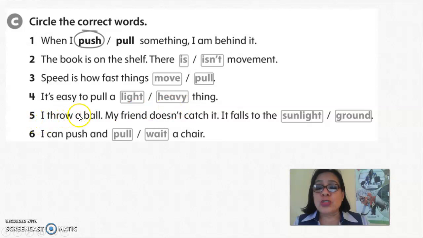5, I throw a ball. My friend doesn't catch it. It falls to the sunlight or to the ground. 6, I can push and pull or weight a chair. Please answer this activity and also check your answers with the ebook information, okay?